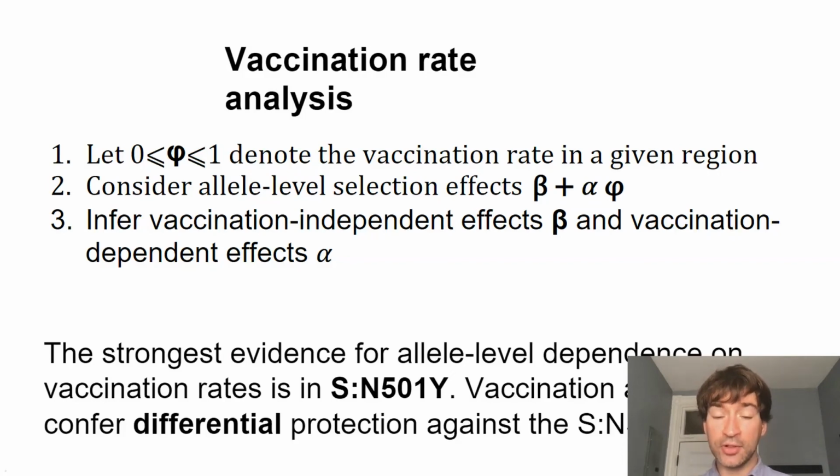And the strongest evidence that emerges from this kind of analysis for allele level dependence on vaccination rates is in an interesting residue in the spike protein called N501. So it appears from our analysis that the vaccination actually confers differential protection against this allele, right? So we know that vaccinations confer protection against SARS-CoV-2 variants in general, but this analysis suggests that there's an additional differential protection against those variants that carry this particular allele.